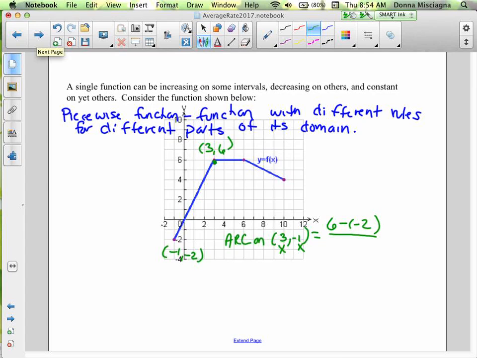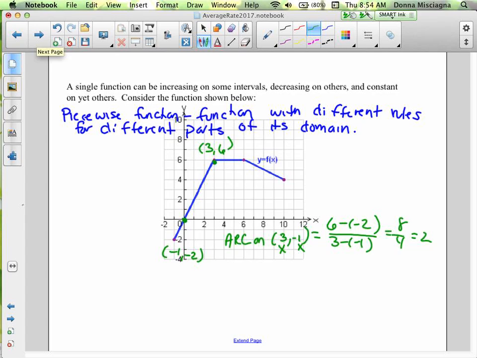And then 3 minus -1. So that's going to be 8 divided by 4, or 2. So that section there has a slope of 2. We can write the equation of that. And actually, you can see the y-intercept really clearly, right? It goes right through 0, 0.